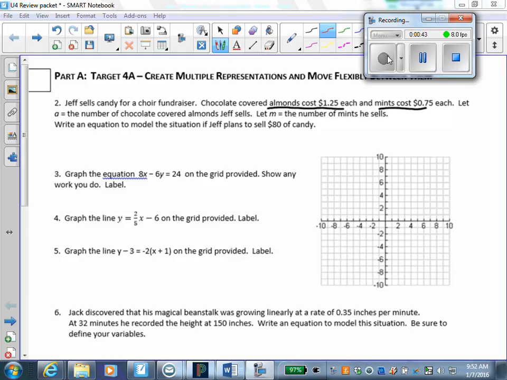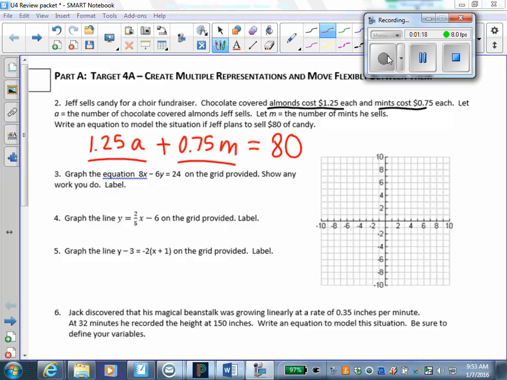So because almonds are $1.25 each, I need 1.25, and I'm going to multiply that by A, the number of chocolate-covered almonds. So $1.25 times the number of almonds, and then we would add that together with 0.75 times the number of mints, so times M. So this is the cost of the almonds altogether. This is the cost of the mints altogether, and we want that to equal $80 total for the $80 worth of candy. So that's our equation.